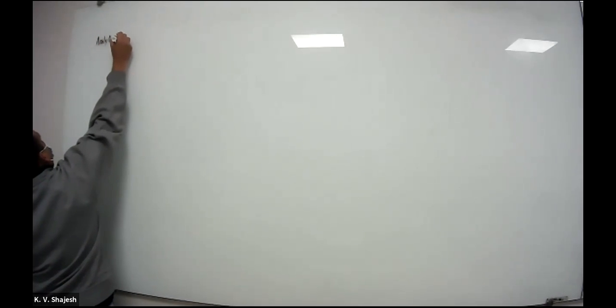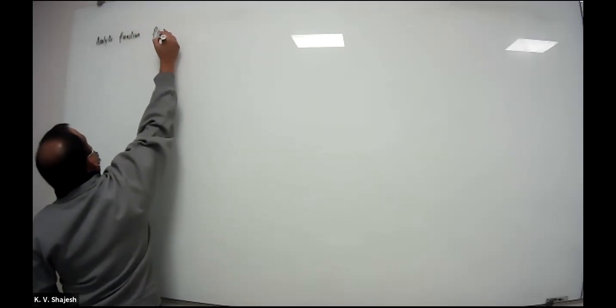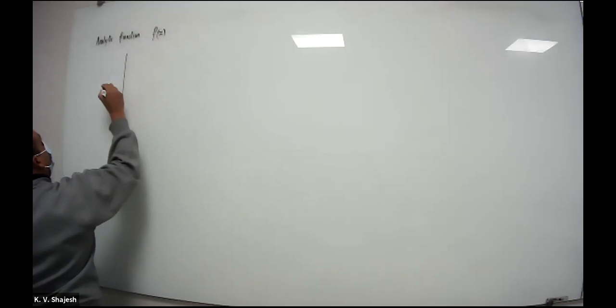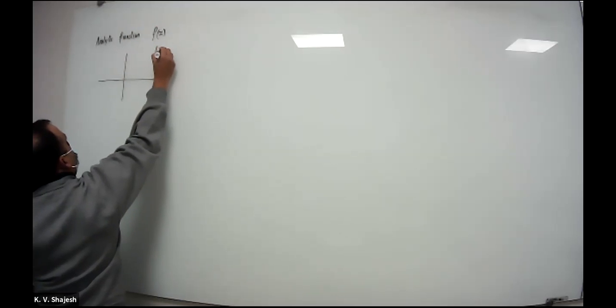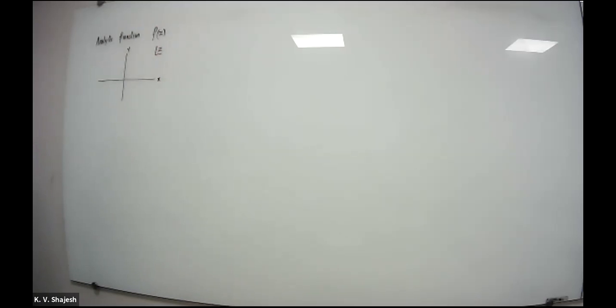So we have an analytic function f of z. It cannot depend on z star. That's the idea. And let's say this is defined on a complex plane. So it's a complex plane z. This is your x. That's your y.